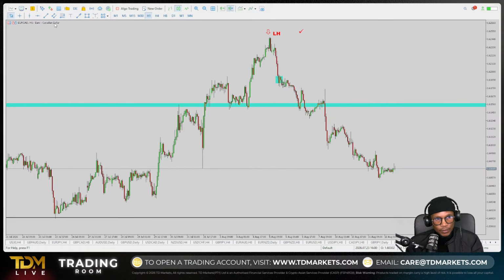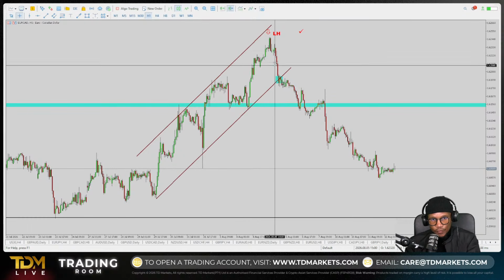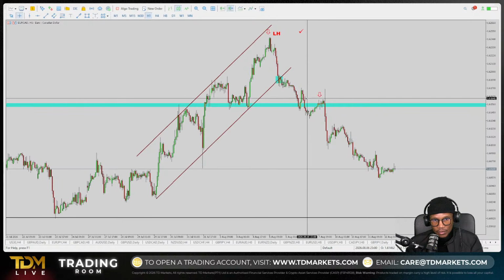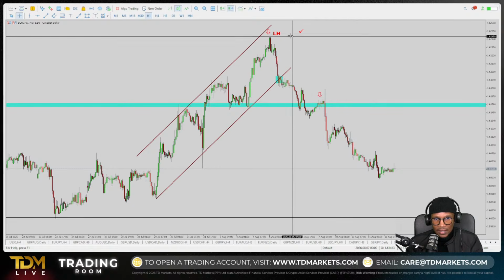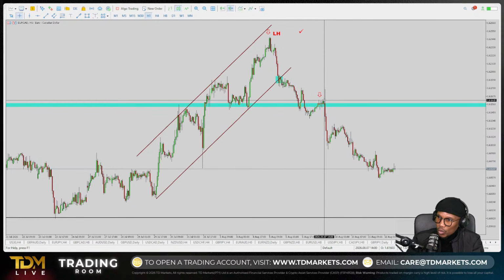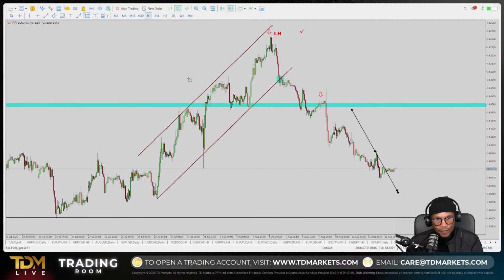Now imagine you've got both of them. Imagine you've got this confirmation of a channel followed by this confirmation where the support was broken, now going to retest as a resistance. These two confirmations, this is what we call confluence. So now that means you are going to get a higher probability trade anywhere below this. This move down here, you would have found a higher probability trade because now you have the confirmations.